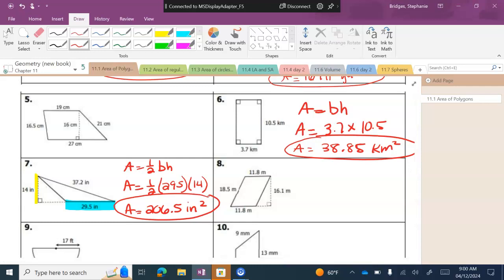It's 37.2. You only need the base and the height. Okay, they just gave you extra.